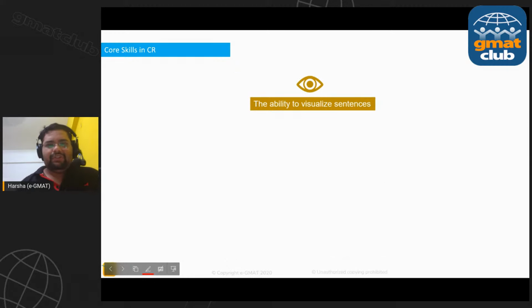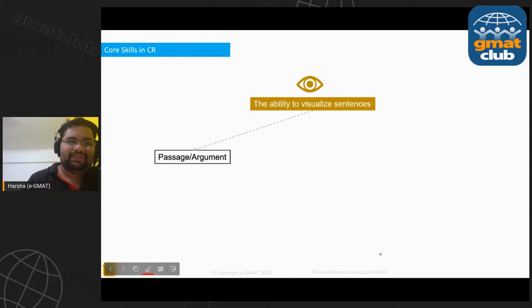Perfect. So when I say ability to visualize sentences, there's another thing that I really, really want you to keep in mind. Sentences does not mean just the passage or argument. Of course, in any passage, you have sentences. If it's an argument, you have premises and conclusion. Visualizing this stuff is important.